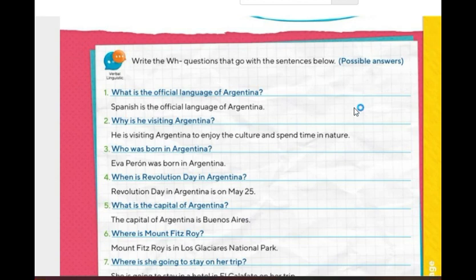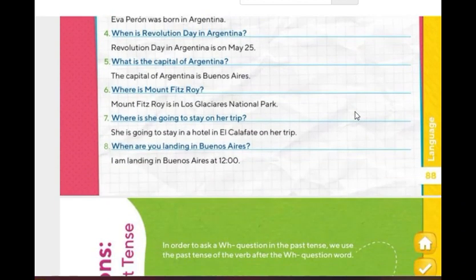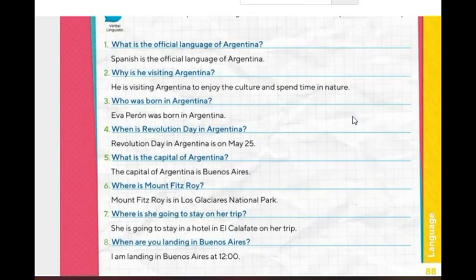Now let me show you the answer, guys. In this one we have page number 88. Please check if you are right. In this one, look at this one. Here we have what is, why is, who was, when is, what is, where is, when are. All of them WH words next to a helping verb to be, is or past or are in this case.